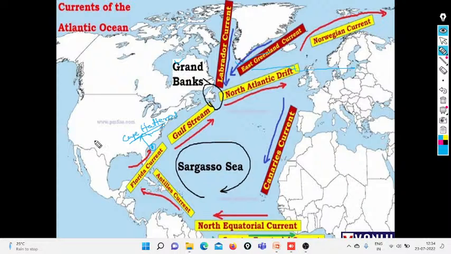Look in the atlas, near Cape Hatteras, that is your Chesapeake Bay. Chesapeake Bay is famous for oyster farming.